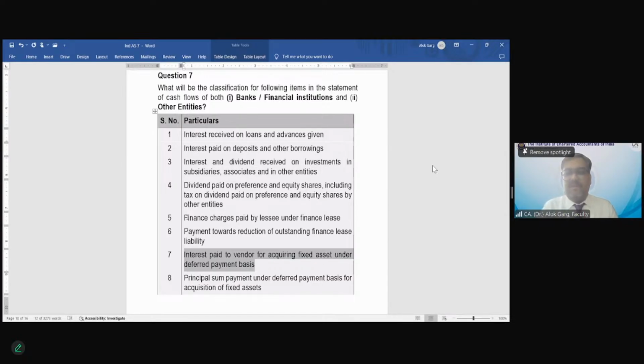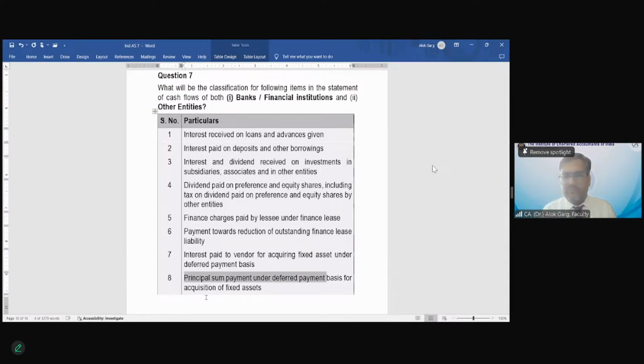Then it is financing. This is interest paid. Interest paid is a financing activity, for both the entities, because here it is not the bread and butter of the bank. It is not a normal interest paid. It is interest paid on the delayed payment for acquiring a fixed asset. Right? Any doubt so far?